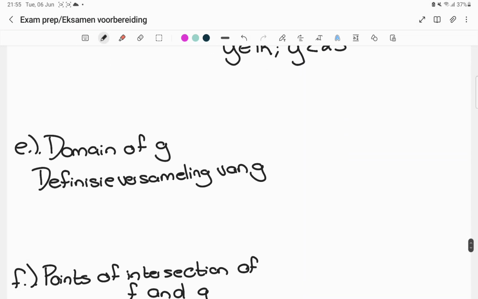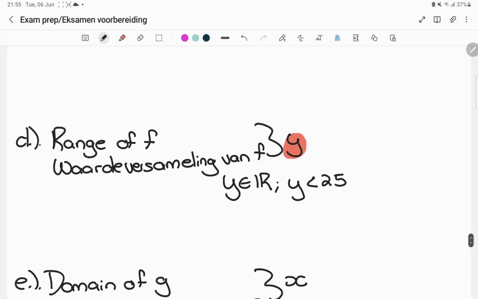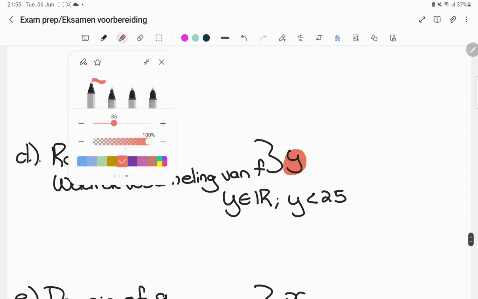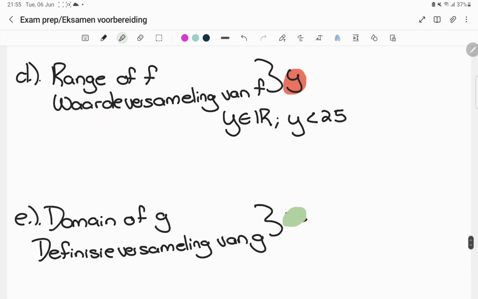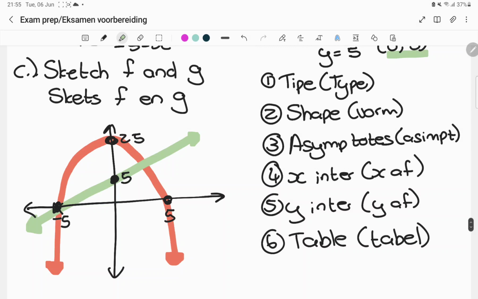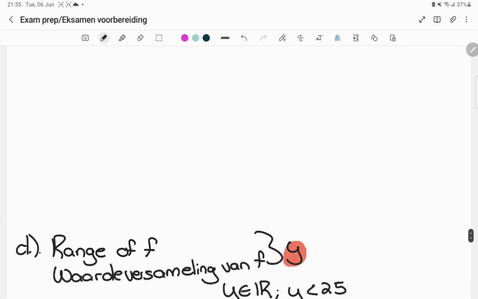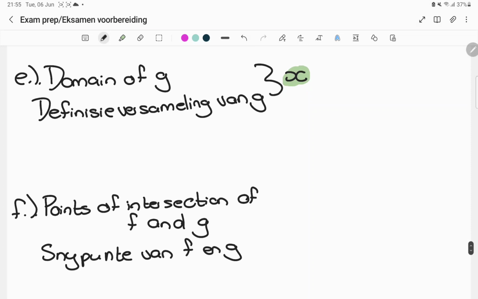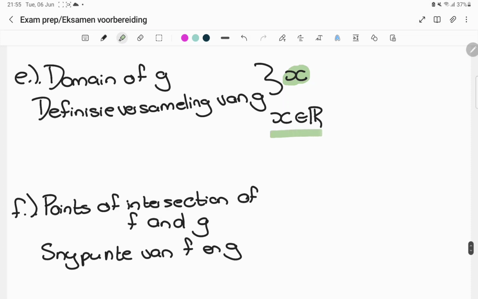Then at question E, we are asking the domain of g. So die definisieversameling van g. So this refers to your x value. Alright, now looking at my g, I can see that it is in fact a straight line. So there's no point where it's stopping. It's going all the way to the negative side. It's going all the way to the positive side. So that means that x can be any value. So my domein, my definisieversameling, sal net wees x is an element van reële getalle. x is an element of real numbers.